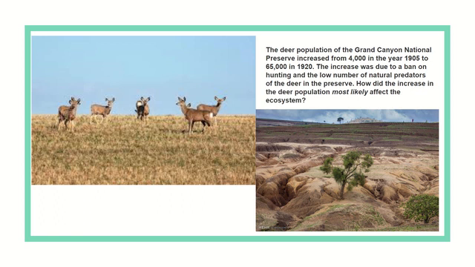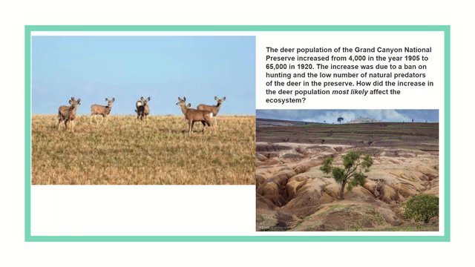So in the Grand Canyon, obviously we don't have lions and tigers hunting these guys down like in Africa. And low number of natural predators. So again, we don't have the lions and the tigers coming to kill them and eat them. How did the increase in deer population most likely affect the ecosystem?